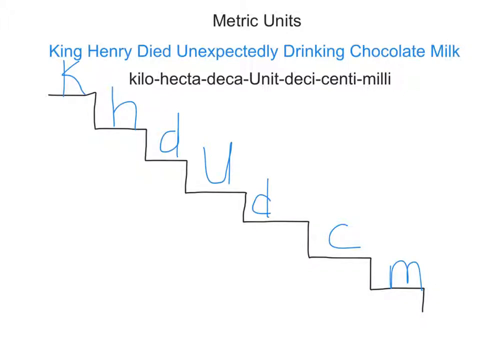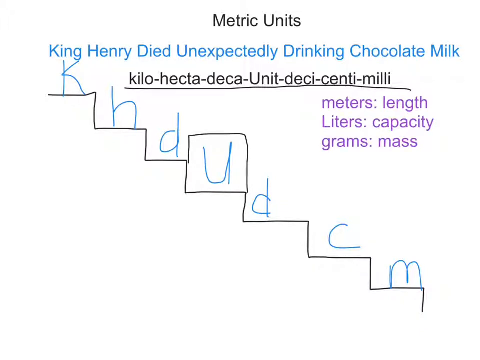Okay, and so now I have written these out for you so you can see what those terms look like and how they relate to the mnemonic, King Henry died unexpectedly drinking chocolate milk. We also learned that the unit is our base. And so this is where we put our main units of measurement for the metric system. So the metric units are meters, liters, and grams. Those are our metric units. And we use those metric units to apply it to our mnemonic and our staircase.